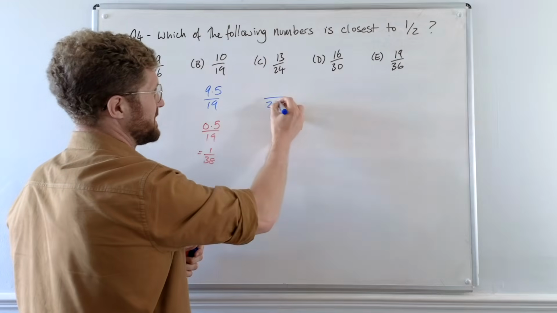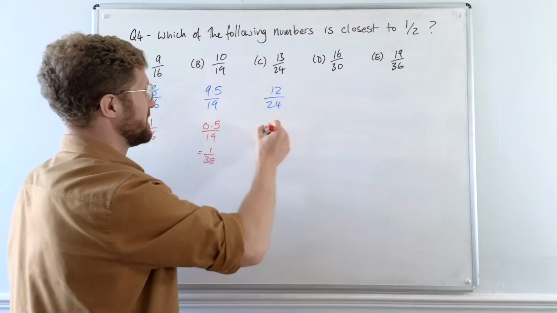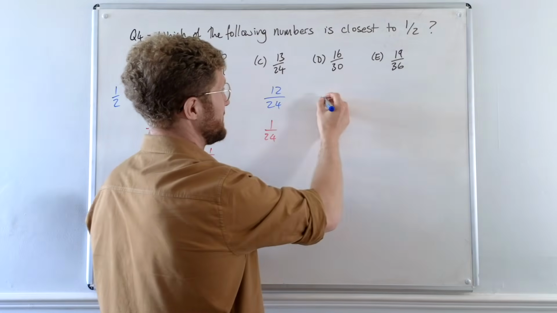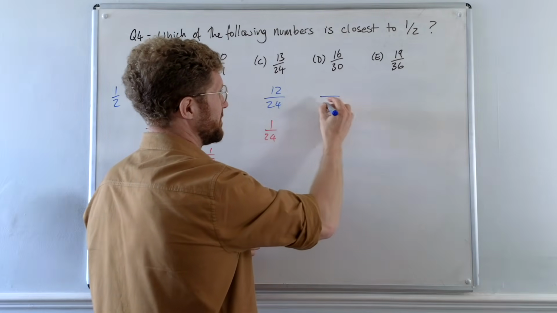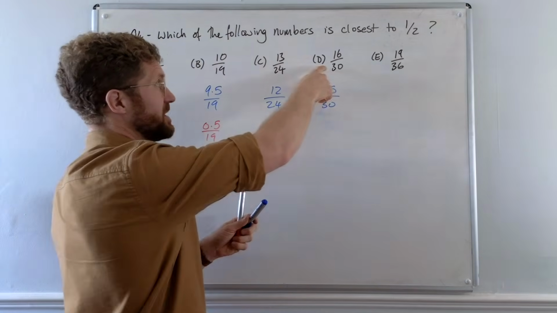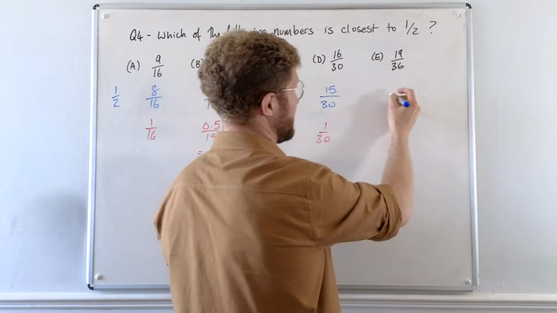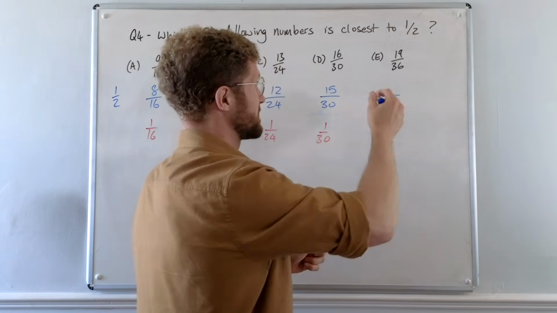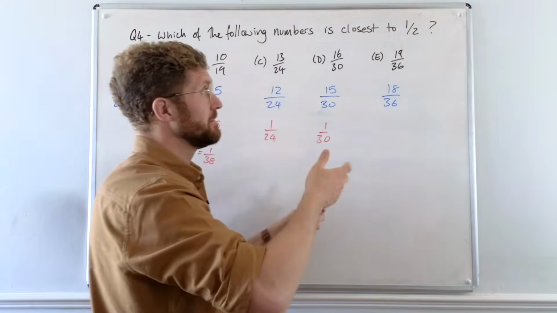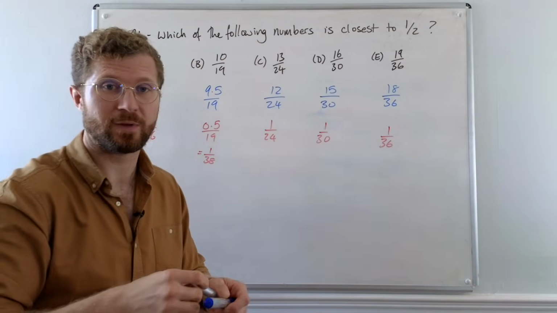So denominator of 24, if the equivalent fraction to a half is 12, and so C is 1/24 away from a half. Let's keep going for D. For a denominator of 30, a half would be 15/30, so 16/30 is 1/30 away from a half. And finally, if I've got something over 36, the equivalent fraction 18 over 36 is the same as a half, so E, 19 over 36, is 1/36 away from a half.